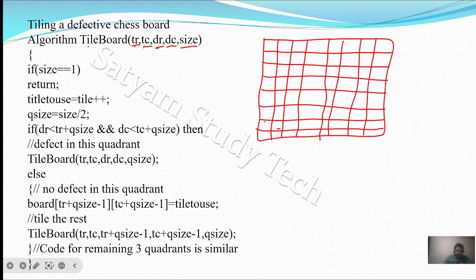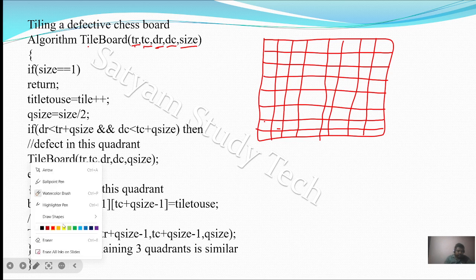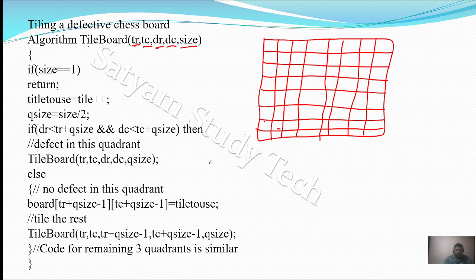For example, here you can see this is the problem, the entire problem. So for example, you can consider any one of the cells is defective. Now I consider this is the defective one. This cell is the defective one. Now we can solve this problem.